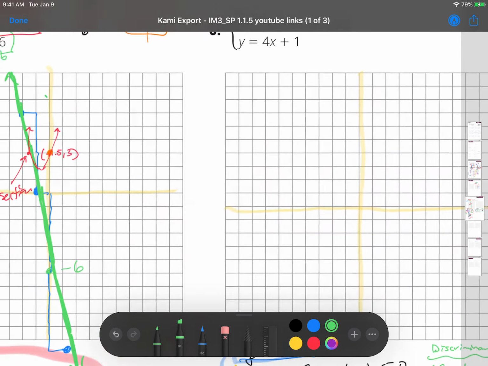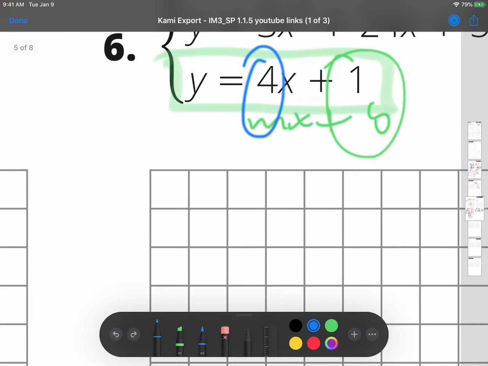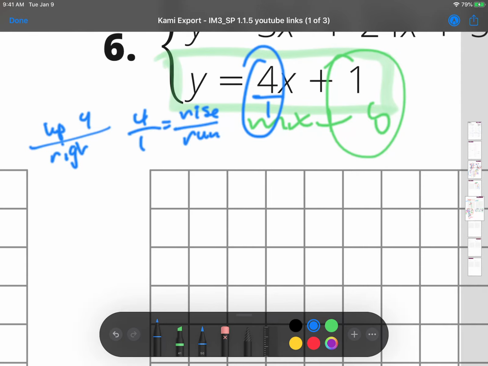Let's go ahead and graph the linear first. Super easy. It's mx plus b, right? B is the y-intercept of 1, and then a slope of 4. Remember, slope is a rise of 4 and a run of 1. What does that mean? Up 4, right 1.